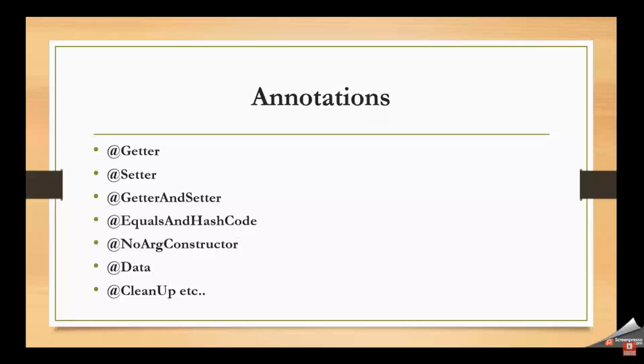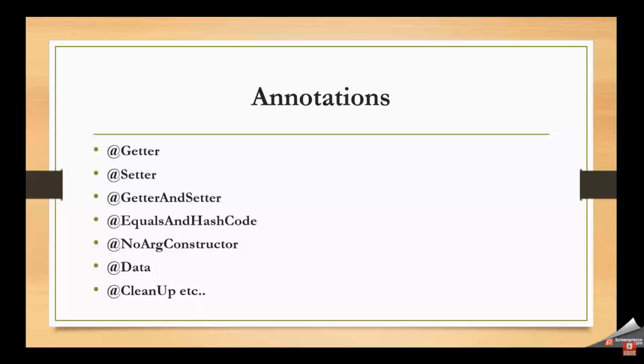Similarly, if we want a default constructor, also called a no-arg constructor, for our class, then we can use @NoArgsConstructor. And we have one special annotation, that is @Data. If we use @Data, then all the above annotations, meaning the annotations above @Data in this slide, will be available to our class. Instead of writing all the annotations separately, we can simply write @Data, which is equal to getter and setter, equals and hashCode, and no-arg constructor.